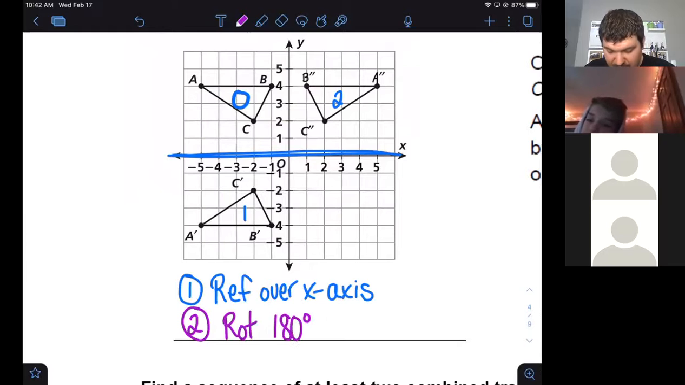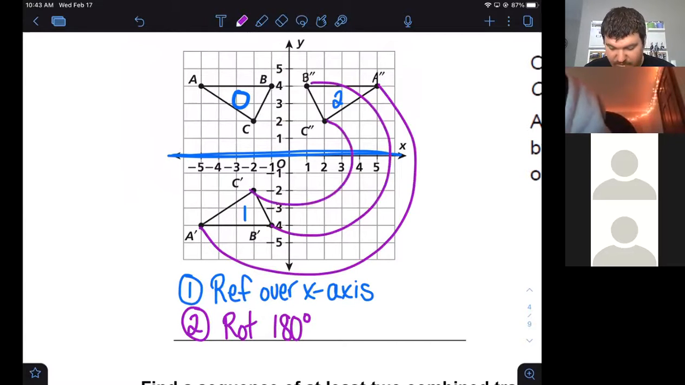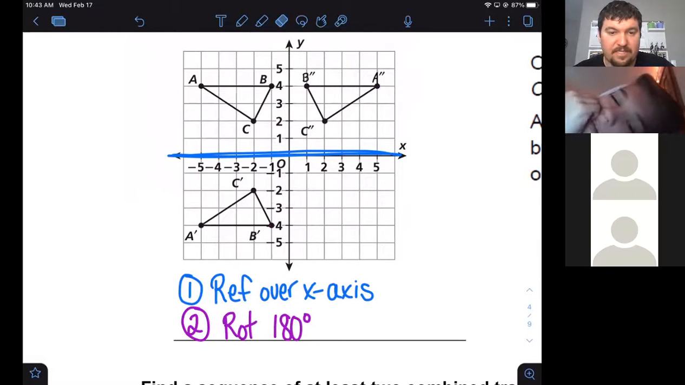180 degrees. That means the A goes all the way over here, the B goes all the way over here, and the C goes all the way over there. They get rotated 180 degrees. Good. So that's pretty easy, right? That wasn't terrible. They gave you the middle image, so if they gave you the single prime image, you knew what was going on.